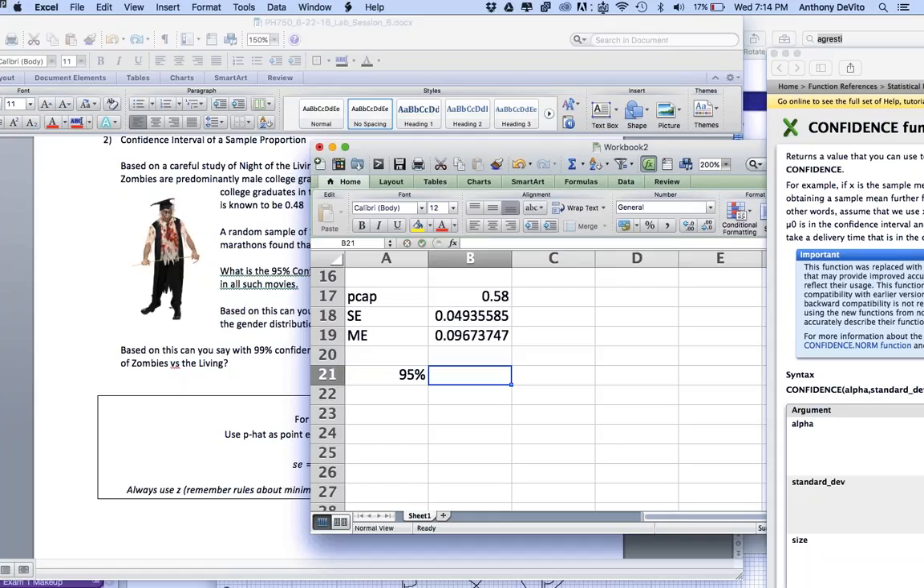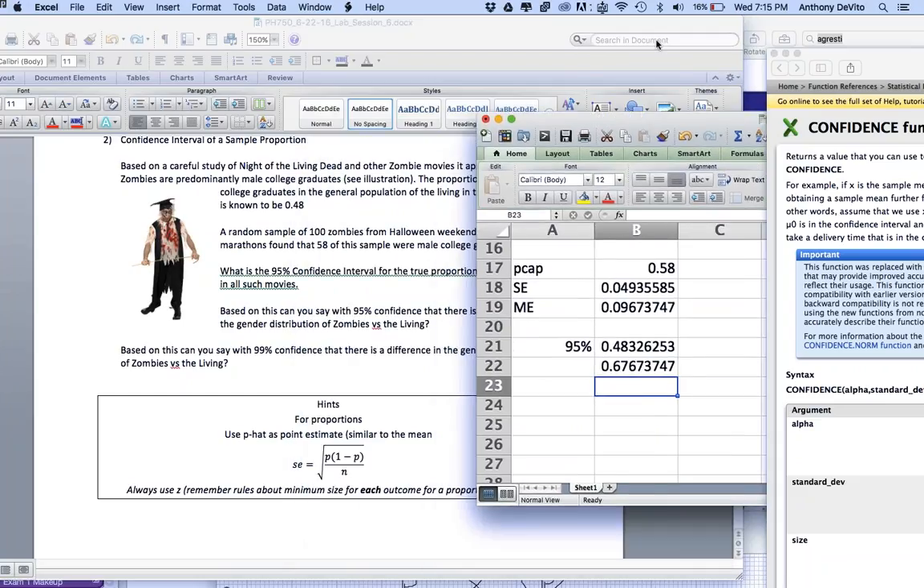Our confidence interval is going to be equal to our point estimate, 0.58, minus our margin of error, which was 1.96 times the standard error. Excuse me, it's equal to 0.58 plus my margin of error. So it's between 48% and 67%. We're 95% sure the true proportion of male zombies in the movies is between 48% and 67%.